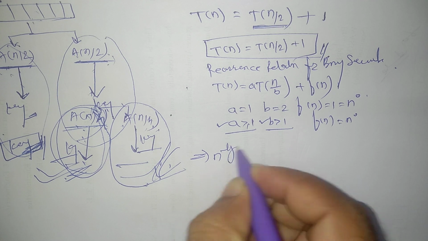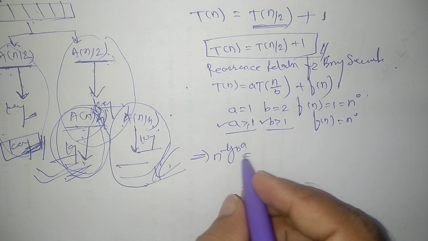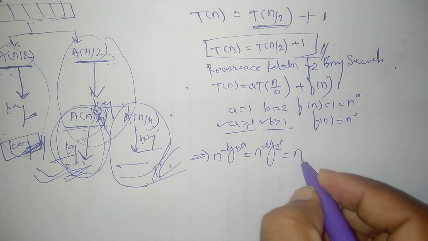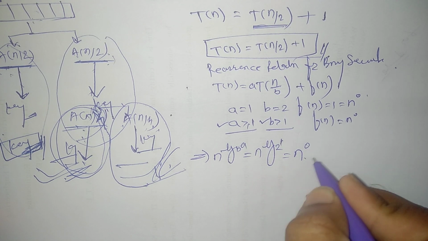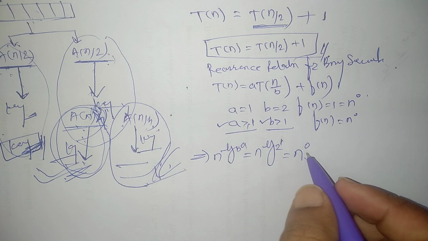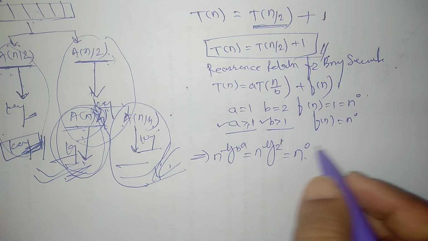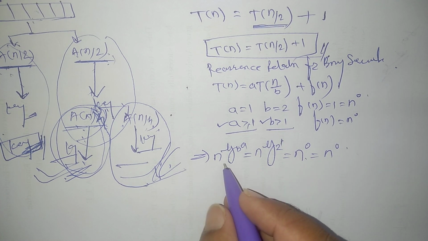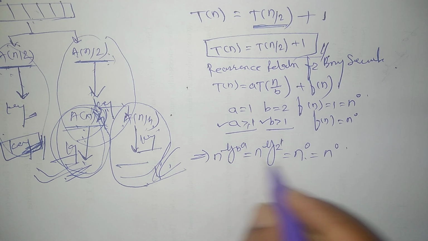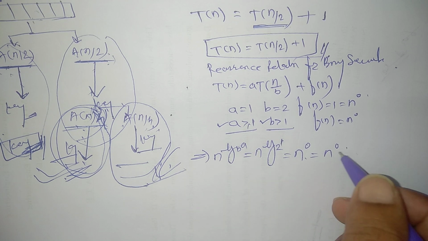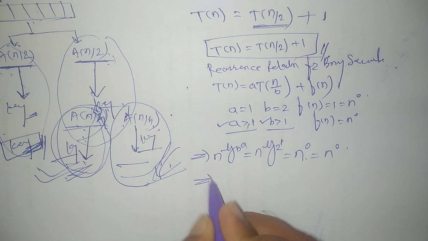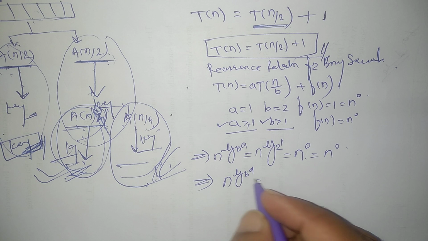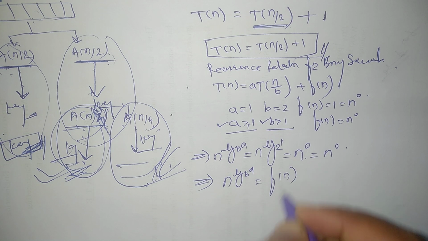n to the power log a by b, which I have to find out. So n to the power log 1, with b as base 2. Log 1 is all the time 0, so n to the power 0 here. Why? Log 1 with base 2 equals 0. So my final answer is n to the power 0. In step number 2, I have to compare n to the power log a by b with f of n.